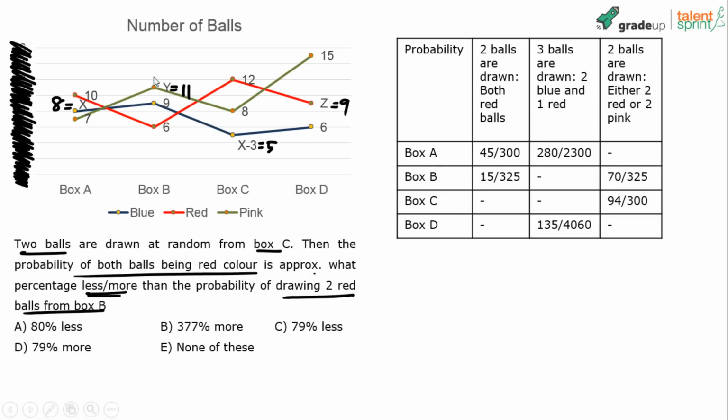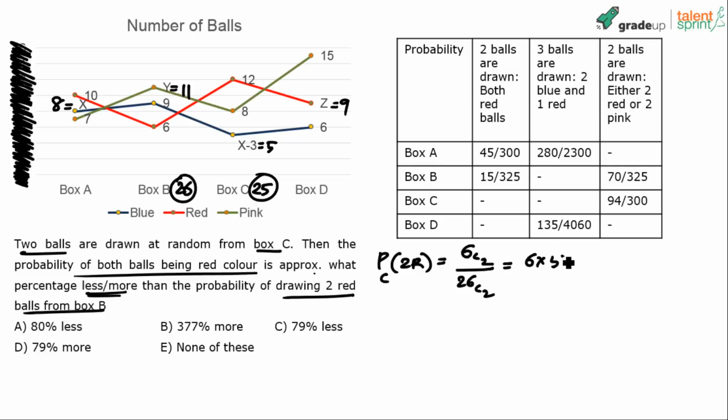Now what is the total count of box B? 11 plus 9, 20 plus 6, 26. What's the total count of box C? 12 plus 8, 20 plus 5, 25. Now, what is the probability of drawing 2 red balls from box C? There are total how many red balls? 6 red balls. So 6C2 divided by 26C2, which comes out to be 6 into 5 by 26 into 25.